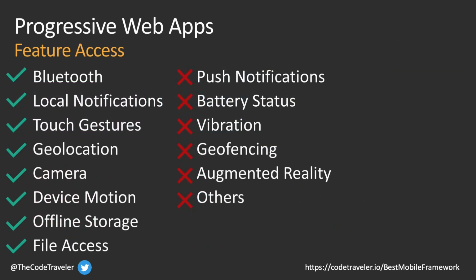PWAs cannot access every feature or every API available to us in a mobile app. Now, they do have the ability to access a lot of features like Bluetooth and geolocation, but they don't have access to a lot of other features like vibration, geofencing, and augmented reality.